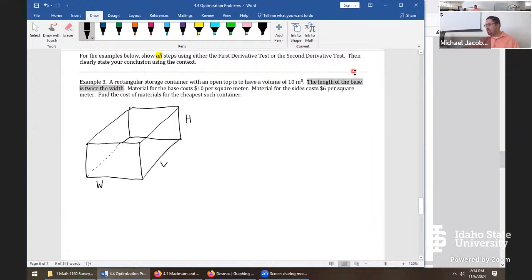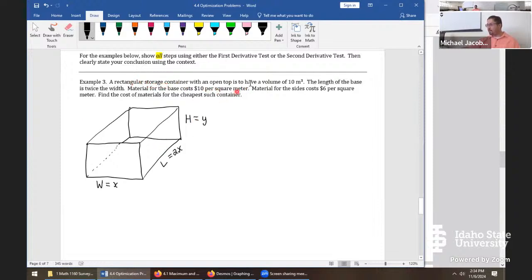Using this statement, the length of the base is twice the width, it's a good call to give a variable, say x, for the width. Then the length is twice that, so 2x. There's no information to tie that in together with the height, unfortunately. So the height needs a whole new variable. Let's give it variable y. So there it is. That's our setup so far.